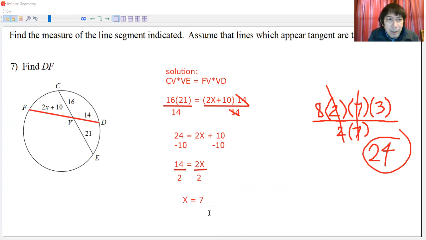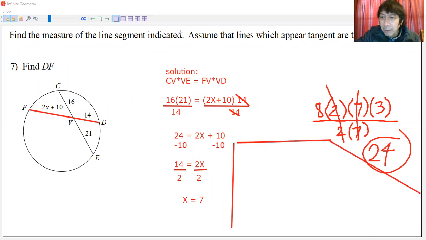There. And so we found the x, but we're not after the x. We're after DF. Okay, and so DF, we shall solve it over here. Let's put it here. All right, this will now be for DF. Solve DF. All right, so DF is equal to 2x plus 10 plus 14.